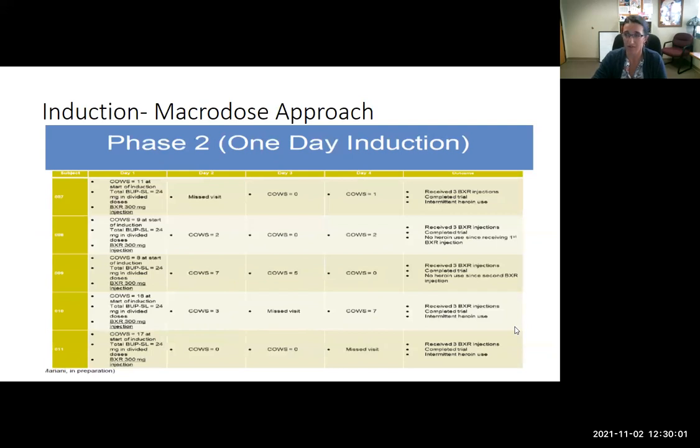And this is a phase 2, which I'm not actually sure I saw the first one in the published version. I'm not sure if this one has been published yet, but this looked at actually giving them the injection on day 1. So a quick test dose of sublingual buprenorphine. You can see there at the 24 milligrams, if they tolerated it, they went on that very day to give them the injection, and then had really improved results in terms of lowering COWS scales and continuing in treatment.